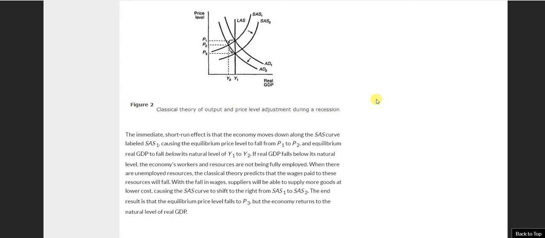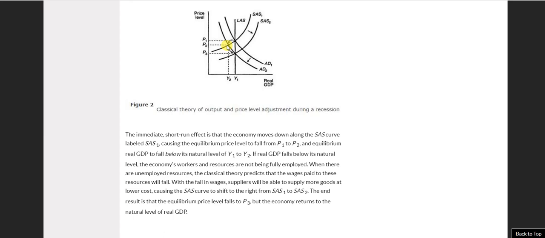The immediate short-run effect is that the economy moves down along the SAS curve labeled SAS1, as you can see here, causing the equilibrium price level to fall from P1 to P2 and the equilibrium real GDP to fall below its natural level, from Y1 to Y2.